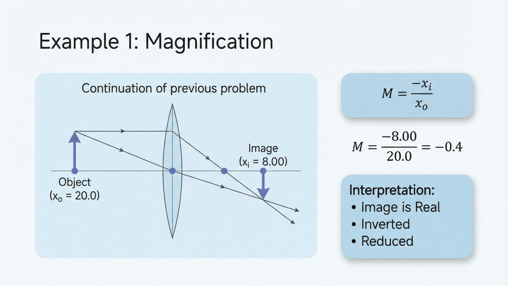Now, what does that image look like? We use the magnification formula. Negative image distance divided by object distance gives us negative 0.4. That minus sign tells us it's inverted, upside down, and the 0.4 means it's less than half the size of the original. So, real, inverted, and reduced.